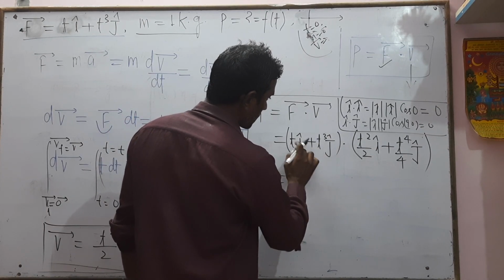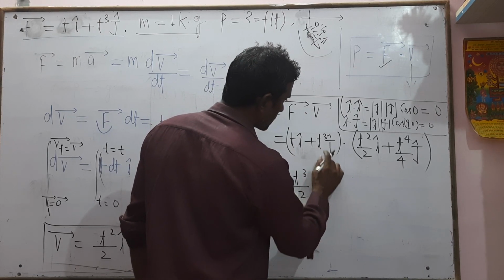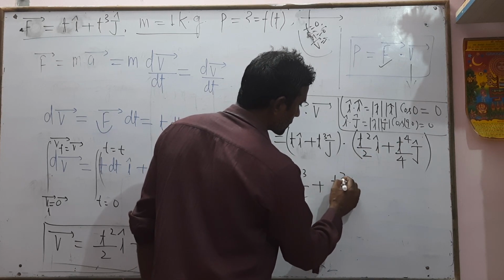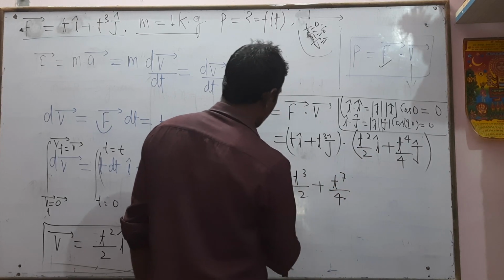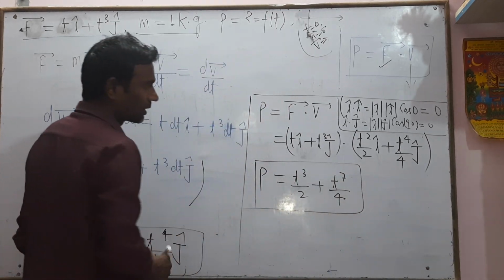So the power is t squared into t squared divided by 2, plus t cubed into t raised to 4 divided by 4, which gives t cubed divided by 2 plus t raised to 7 divided by 4. So this is the power P in terms of time t.